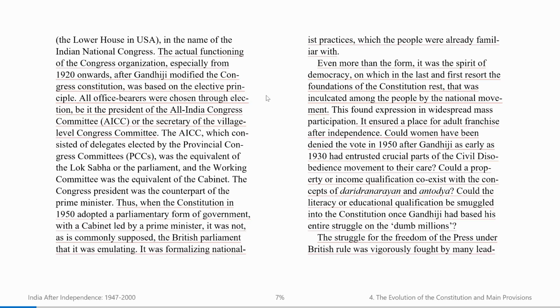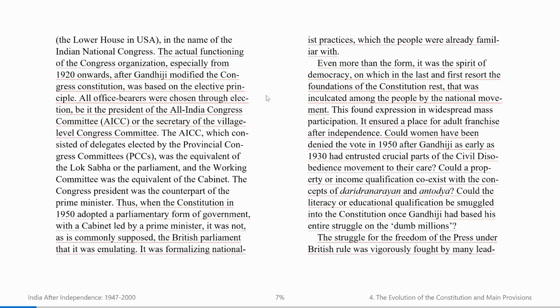The idea being, could illiteracy and educational qualifications be smuggled into the constitution once Gandhi ji had based his entire struggle on the dumb millions? Now, this is being done today by various governments; for example, in Haryana and Rajasthan, they are smuggling literacy or educational qualifications in, right?